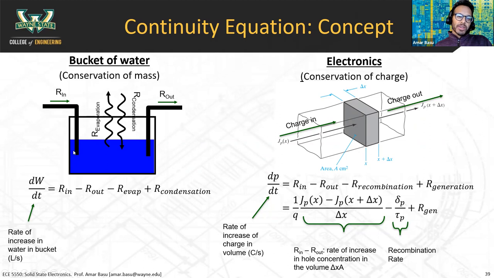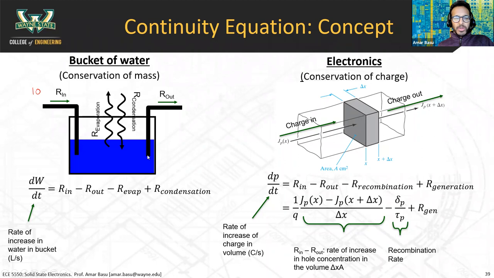We have a bucket of water, and in that bucket of water, we have a pipe that's going in. So it's dumping water into the bucket at a certain rate, and that rate is given in liters per second. Let's say 10 liters per second are coming into the bucket. So this is equal to 10 liters per second.